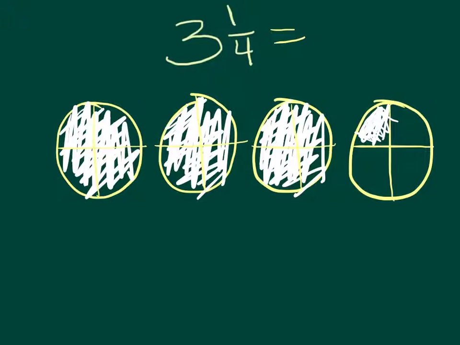Welcome back. So here's my illustration of 3 1/4, and I've discovered that there is 1, 2, 3, 4, 5, 6, 7, 8, 9, 10, 11, 12, 13 fourths. So 3 1/4 is equal to 13/4. Hopefully you got the same answer.